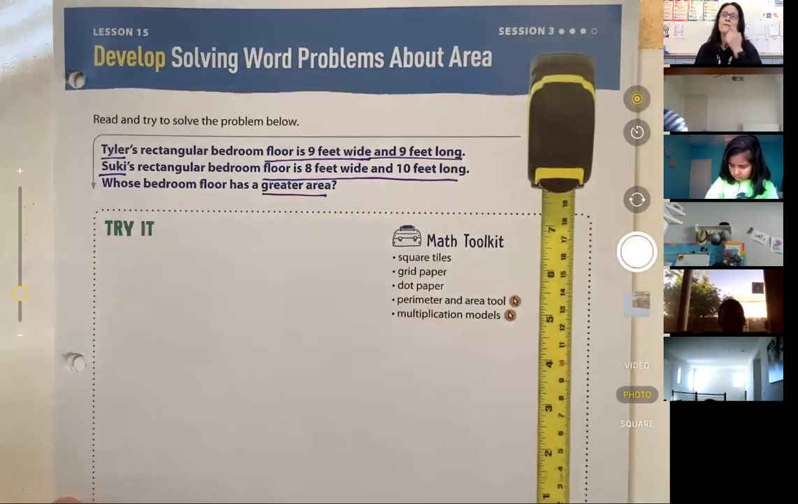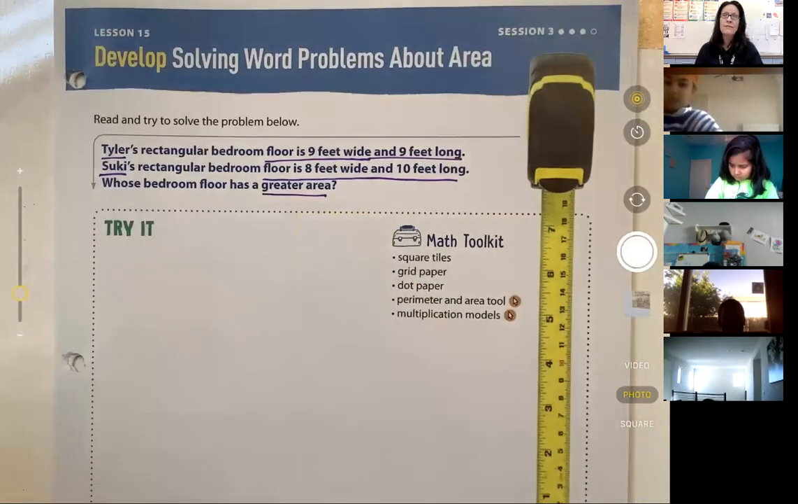So in order to solve this problem, friends, you first have to find the area of Tyler's bedroom floor. Then you have to find the area of Suki's bedroom floor. And then you have to find the difference between the two. The word difference is the clue that this is going to be a subtraction problem in the end. All right, so again, we are finding the area of Tyler's bedroom floor. Then we are finding the area of Suki's bedroom floor. Then we are finding the difference between the two.